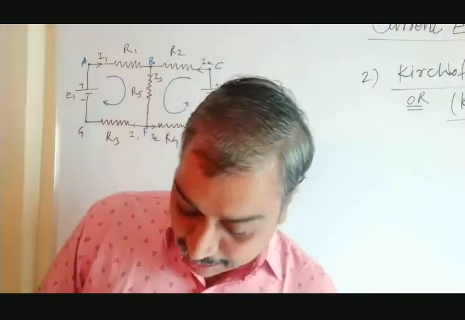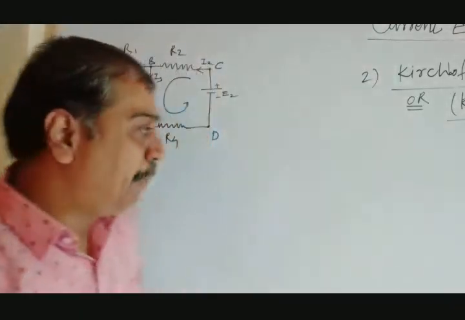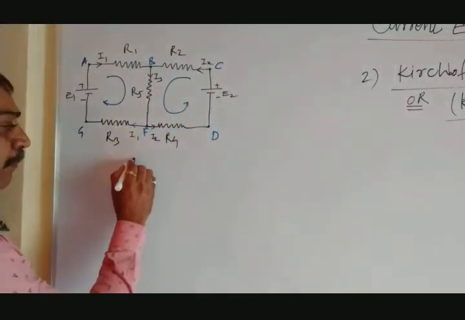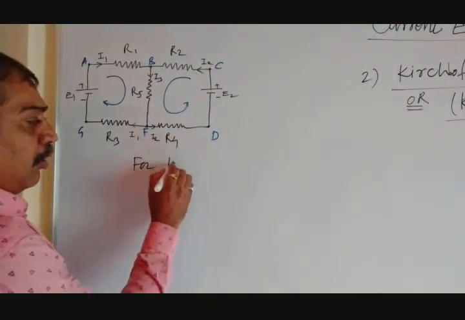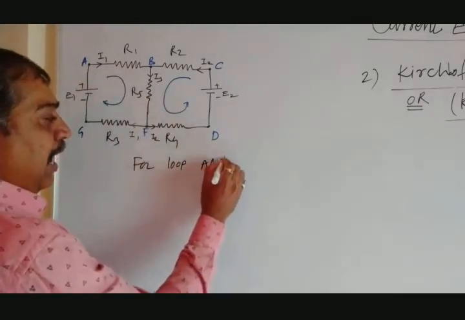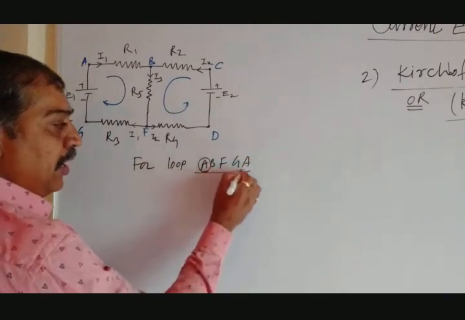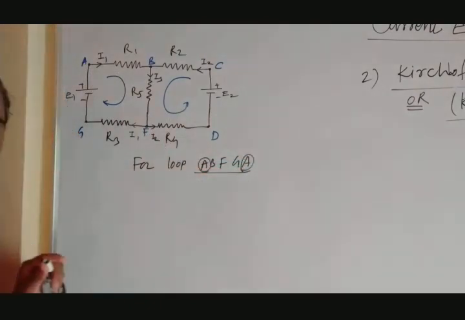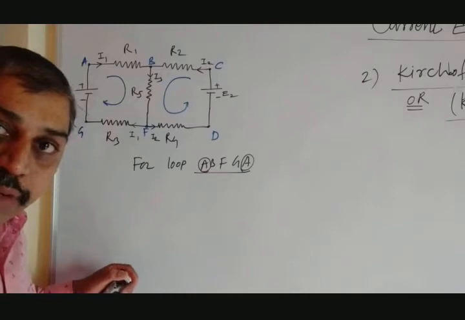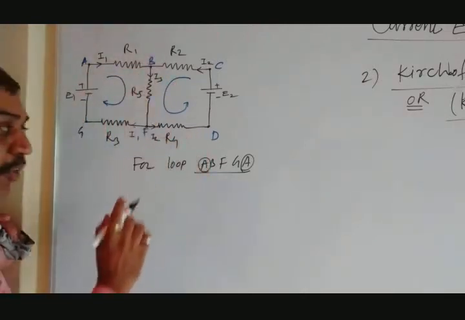Now here, that was a figure from your book, 9.3. So let's start with the loop A, B, F, G, A. Starting point and end point must be the same, then and only then it will form a loop, otherwise not. So A, B, F, G, A. Let's apply Kirchhoff's voltage law.